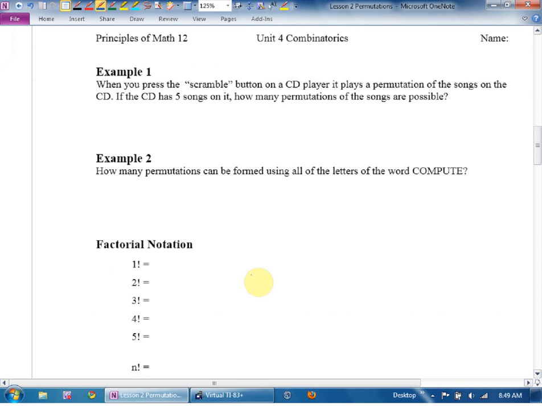So, this was typed up in 2001 before iPods and MP3 players. This was back when CDs were still the rage. But you can just think of this, instead of a CD, think of your iPod's scramble feature. When you press the scramble button on a CD player, it plays a permutation of the songs. It scrambles the order, but it plays each song once before moving on, so it's not going to repeat songs. If your CD has five songs on it, how many permutations of the songs are possible? 5 times 4 times 3 times 2 times 1, 120.